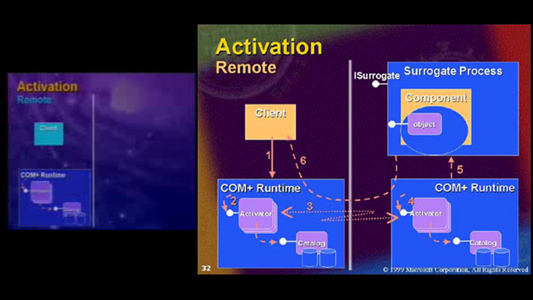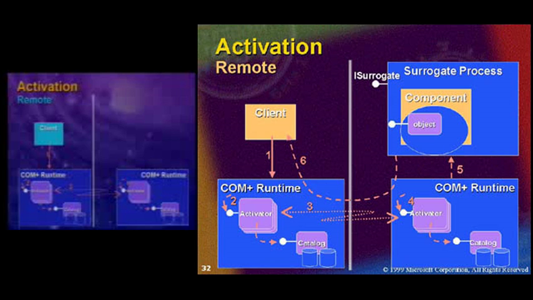In the remote case, things are pretty much the same, except that after we've called CoCreateInstance, and we start looking through the COM+ runtime, and the activators on the local machine get in the act, one of them realizes that we need to go over to a remote machine in order to finish creating the object. So it will ask the runtime on the remote machine to start up its chain of activators, and they'll continue the process of creating the object.